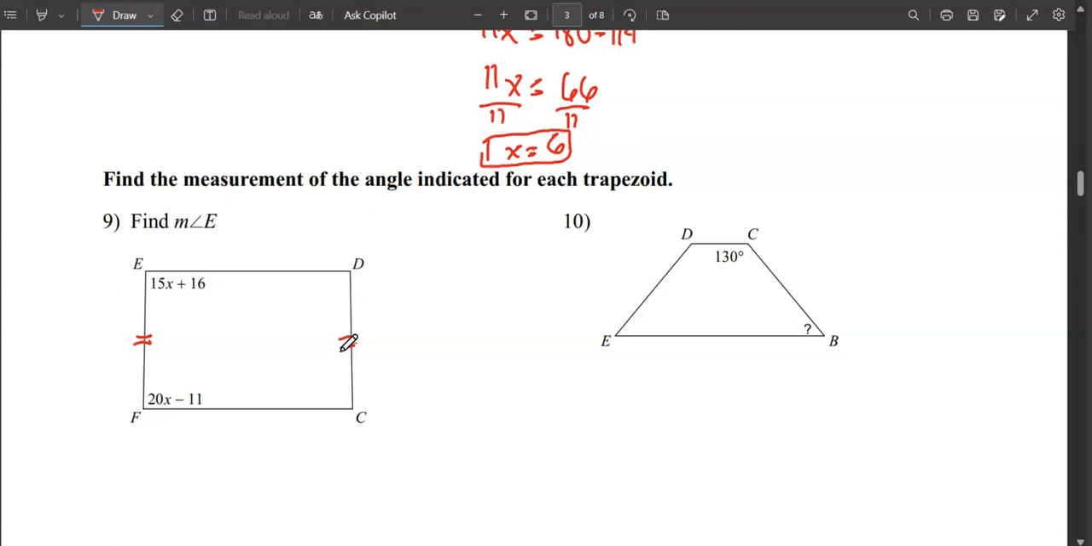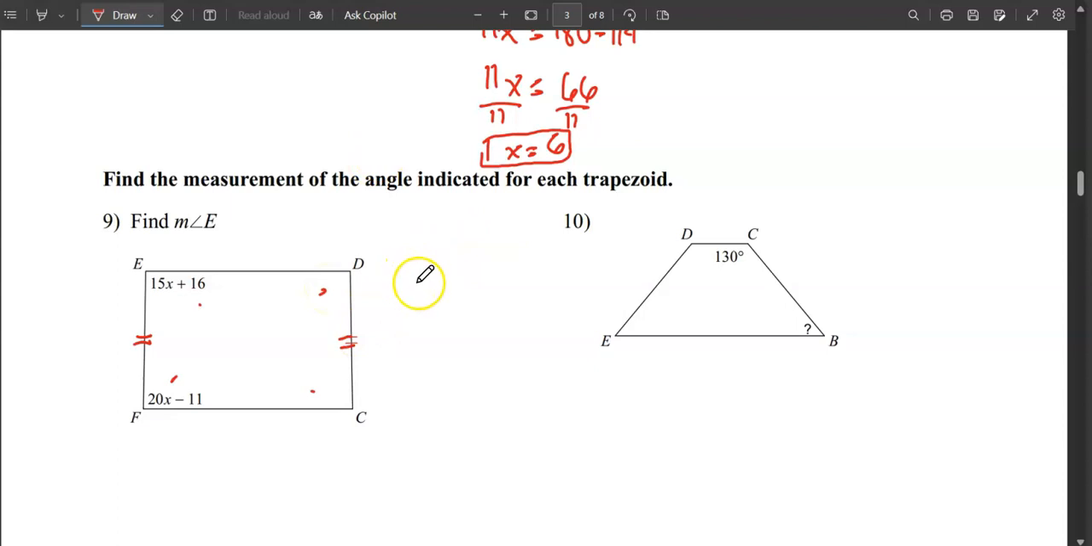So what do we know about the consecutive, what do we call this? Consecutive angles of a trapezoid. We know that this angle and this angle will give you 180, right? And this angle will give you also 180 degrees. Alright, so again, what do we know about the consecutive sides or angles of a trapezoid? So we know again that they are supplementary. So what we're going to do is equate again.